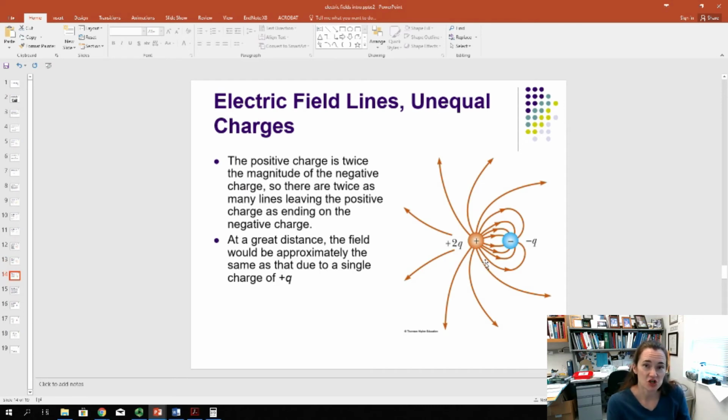If you had charges that did not have the same magnitude, then you would need to represent that by the number of field lines. So for example, here I have a positive charge and a negative charge, but their magnitudes aren't the same. The magnitude of the positive charge is plus 2q, and the magnitude of the negative charge is minus q. So you can see we have twice as many field lines leaving the plus 2q charge as landing on the minus q charge. If you got really far away from this configuration, your field lines should look like a plus q charge, just one charge of plus q, because that's what your net charge would be. And you can see, if you stare at it long enough, that that's kind of what's happening with that picture.